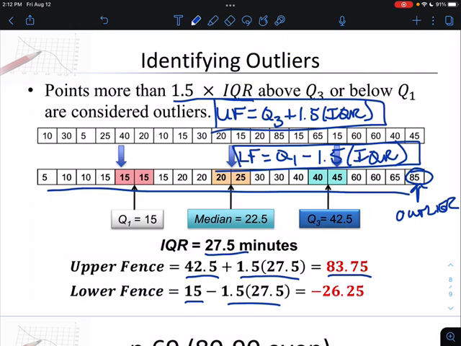So basically what you're thinking about here is you're creating a fence on the bottom, a fence on the top. Anything outside those fences is an outlier. Anything inside the fences is perfectly fine. And so when we're identifying those outliers, it's no longer, well, it could be an outlier. Because of my cutoff points, this is an outlier, this is not, or vice versa.